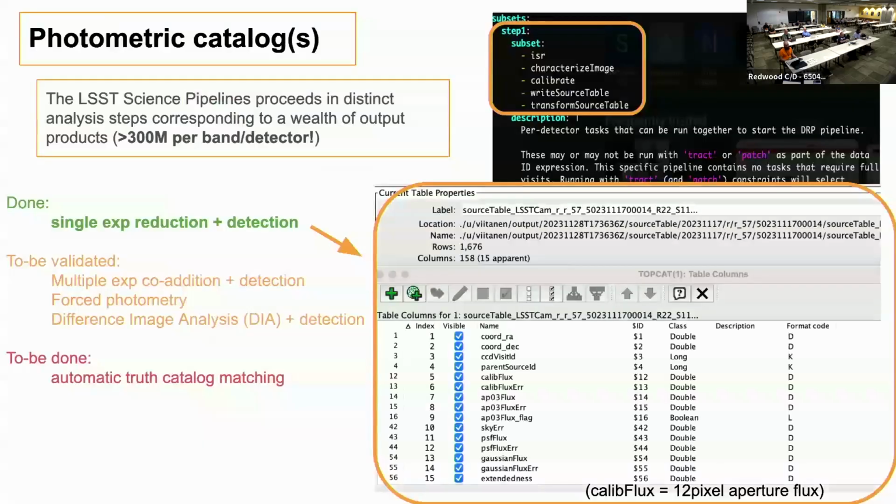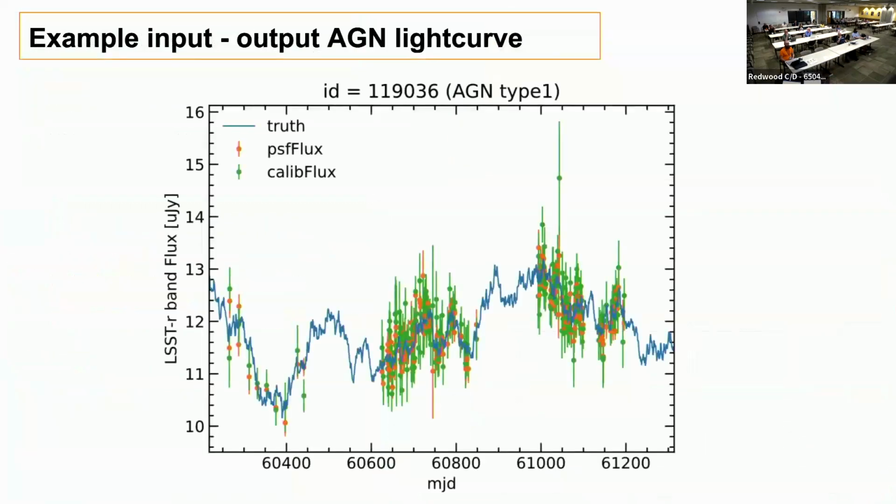Finally, we feed the images into the LSST science pipelines. Before the conference, we had done single image processing, getting the calibrated exposures and the source tables, and during the conference, I was able to also run the whole science pipeline. So we also now have forced photometry, the objects, and the whole difference image analysis and detection from that. There is also something to be done for the automatic truth catalog matching, which is still on the way. Here is one extracted light curve combining it all together.